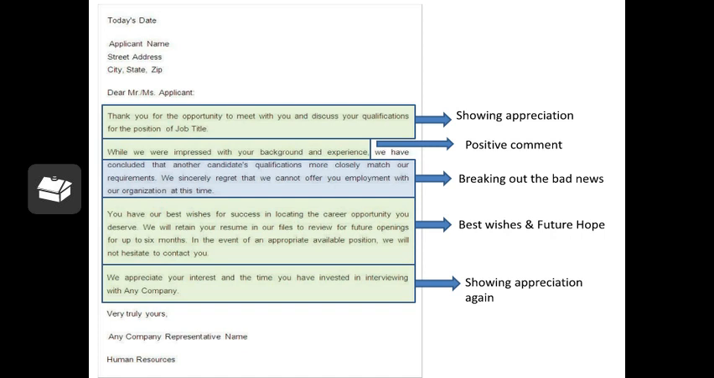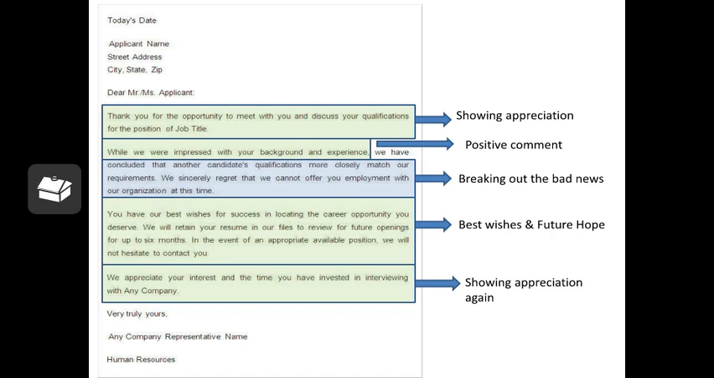As we can see, this is like a sandwich approach where you have the positive sides at the beginning and at the end, and with the negative news sandwiched in the middle. So that's a very typical pattern in terms of delivering the bad news.